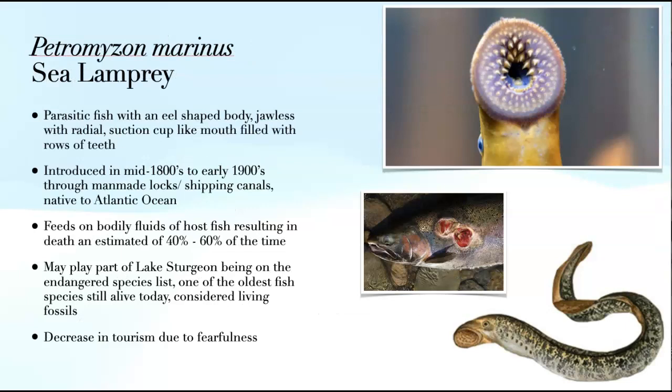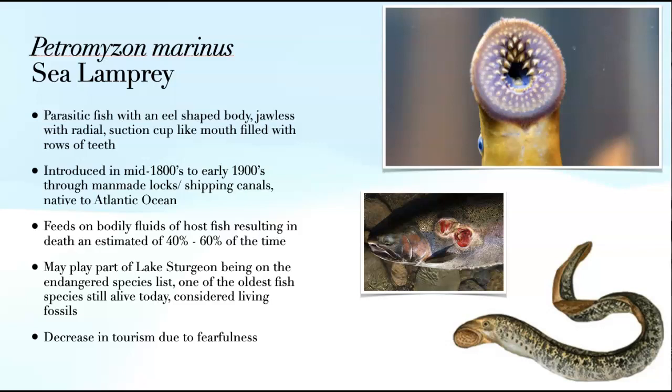The last species is the sea lamprey. They're a parasitic fish with an eel-shaped body with a jawless mouth. It acts like a sucker fish, and it's filled with teeth. They were introduced in the mid-1800s through the man-made locks and shipping canals, and although they're native to the Atlantic Ocean, they weren't able to get into the Great Lakes until these man-made locks were built.